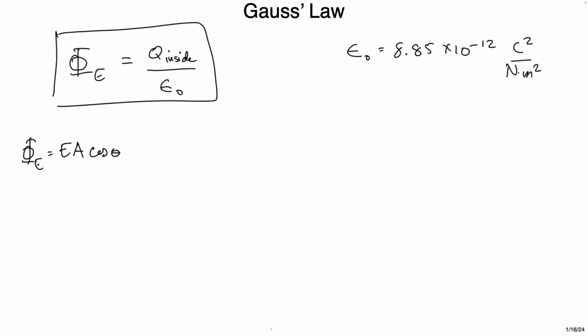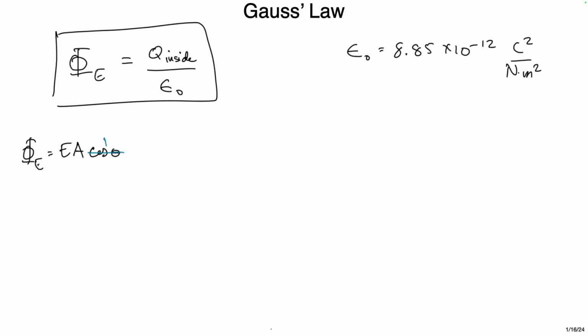Don't panic though, okay? We usually, almost always in physics 2B, make sure that the angle between the area and the flux that we're trying to measure is always 0. And what's the cosine of 0? 1, okay? So we very typically just write the flux as the electric field times the area.